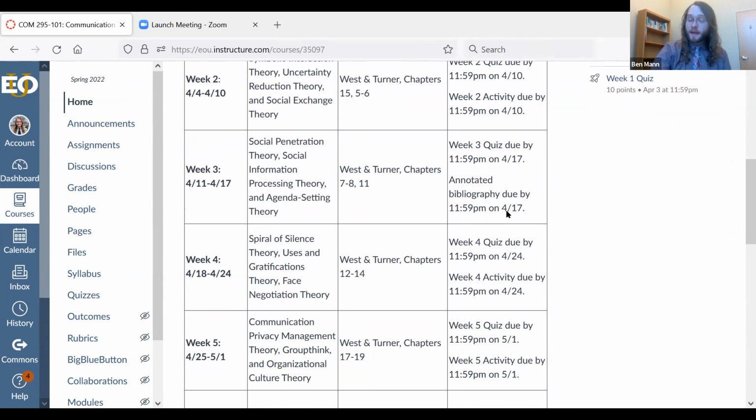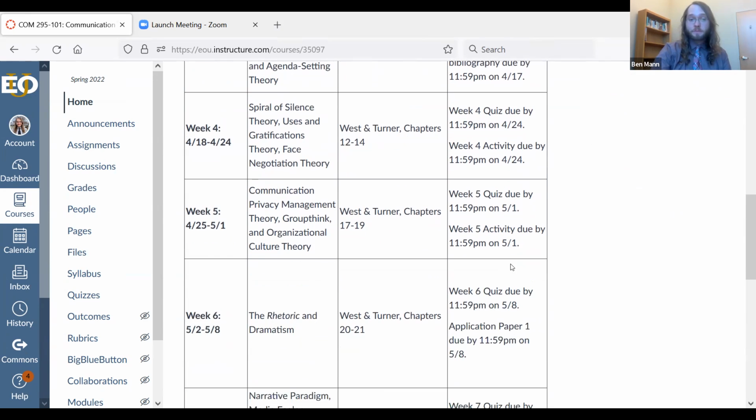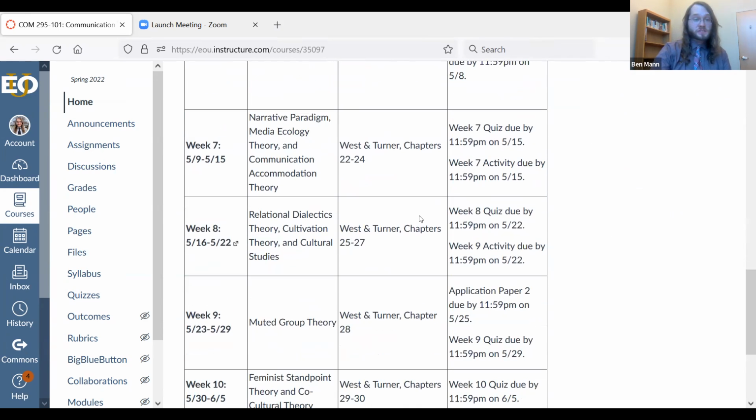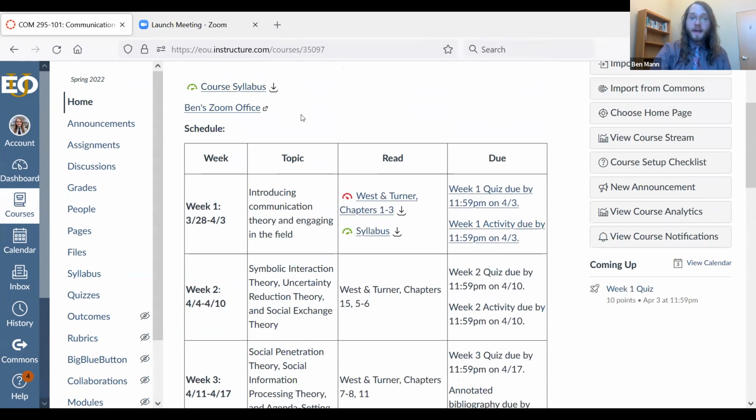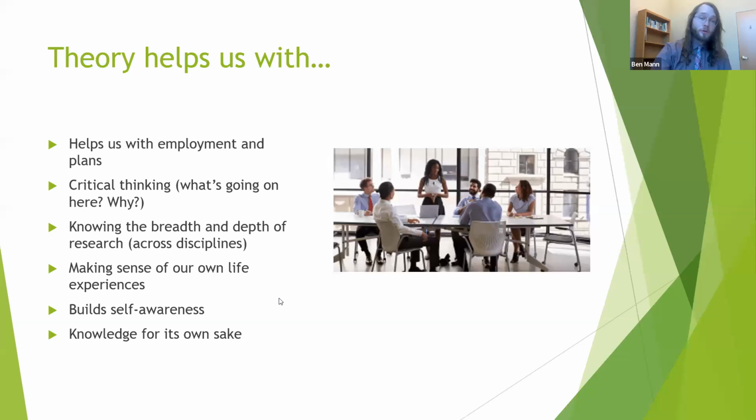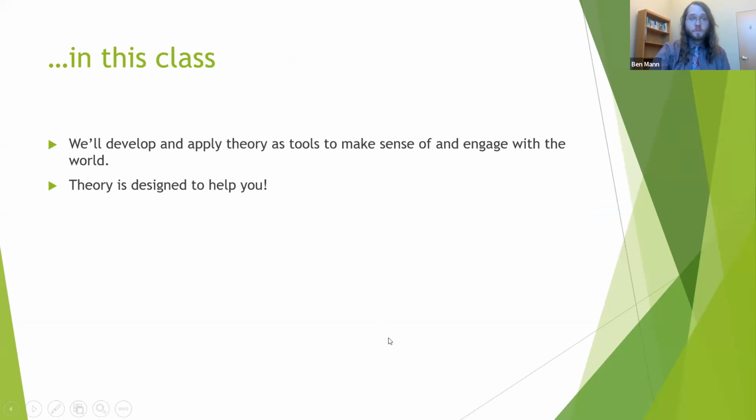I'll be populating as we continue to go through the course, the weeks and activities for that particular week. And we'll just continue to go through various theories, concepts, and ideas in communication, with the final assignment due date on June 11th. So that goes over the core things to know about the course and about the course expectations. But if you have any other questions about the course and the way that it's structured, please let me know.